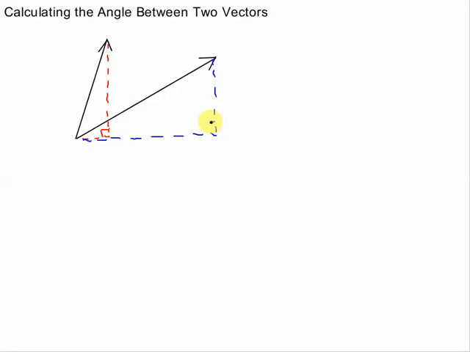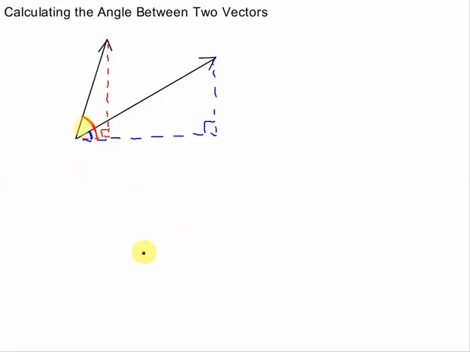And then you could find the components of each vector. And once you've got the components found, you could find the angle inside this lower vector, inside the right triangle. And you could find the angle from here down to the horizontal for the other vector. And then to calculate the angle between them, remember that's the angle right here, you could take the difference of those two angles.